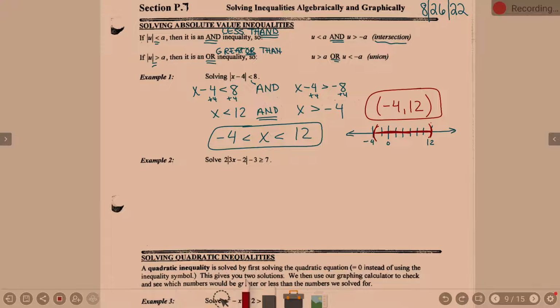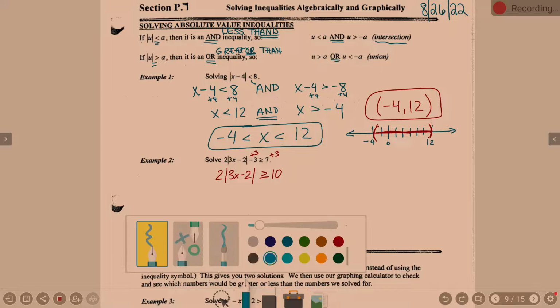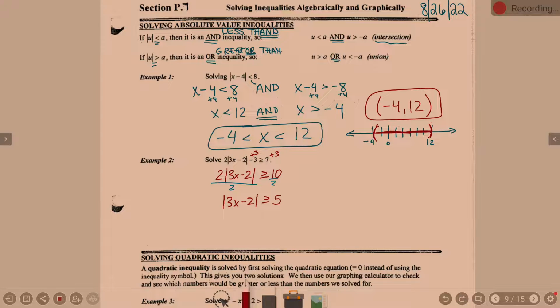So if we're going to get this by itself, think about the absolute value of 3x minus 2 kind of being your variable. What needs to move? The 2 out front and the minus 3. So how do we move the minus 3? We're going to add 3. So I'm going to say 2 times the absolute value of 3x minus 2 greater than or equal to 10. Divide by 2. If we divide both sides by 2, we end up with absolute value of 3x minus 2 greater than or equal to 5. Now what?